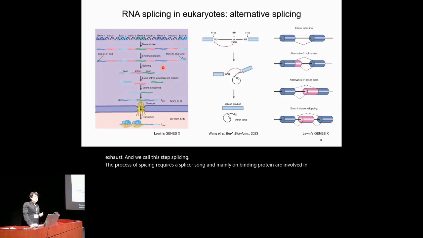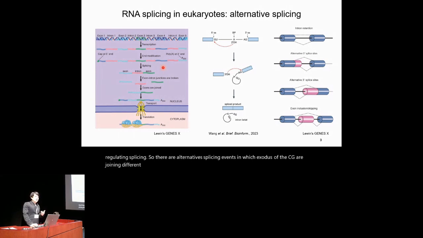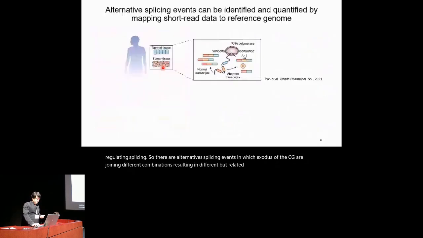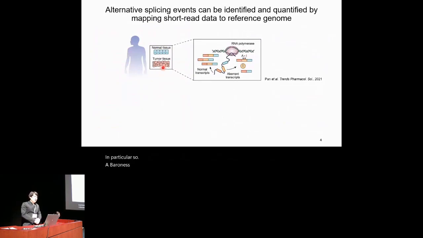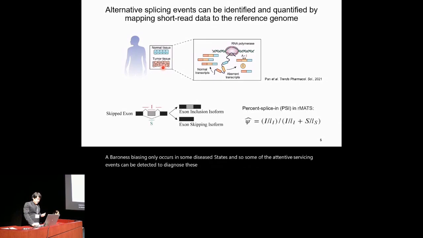So there are alternative splicing events in which exons of the same gene are joined in different combinations, resulting in different but related transcript isoforms. In particular, aberrant splicing only occurs in some disease states, and so some of the alternative splicing events can be detected to diagnose these diseases. And there are several classical computational tools, such as MISO and rMATS, that can be used to analyze these local alternative splicing events.